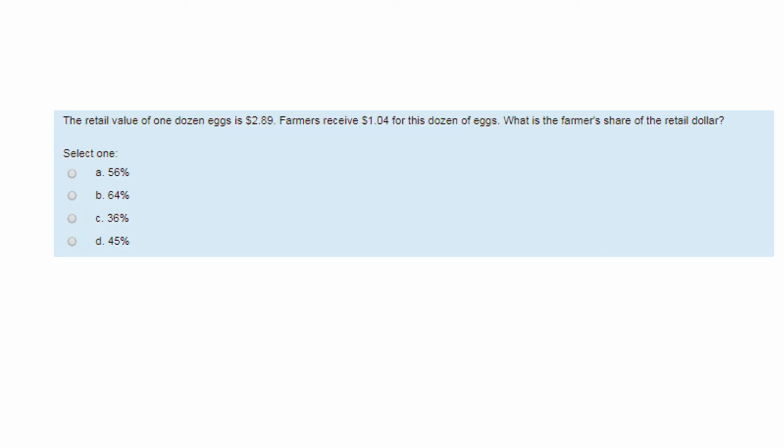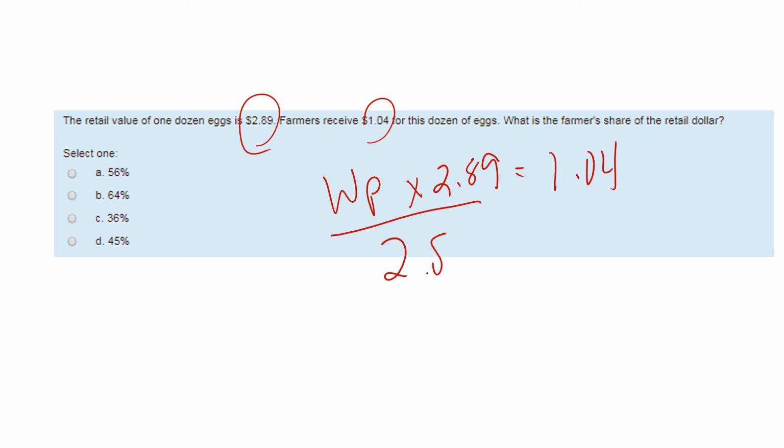So here's another quiz question. The retail value of 1 dozen eggs is $2.89. Farmers receive $1.04 for this dozen of eggs. What's the farmer's share of the retail dollar? So basically you're just trying to find what percent of $2.89 is $1.04. You're going to divide $1.04 by $2.89, and whatever you get there, you're going to multiply by 100, and that's going to be your answer.